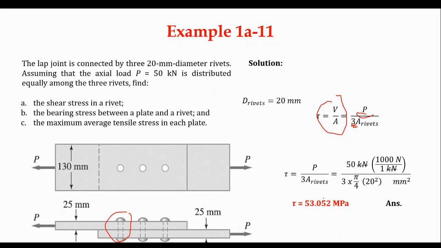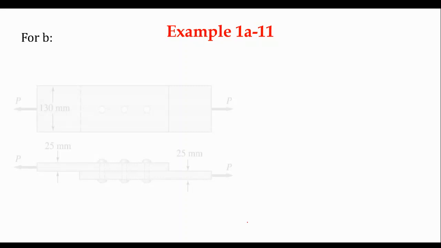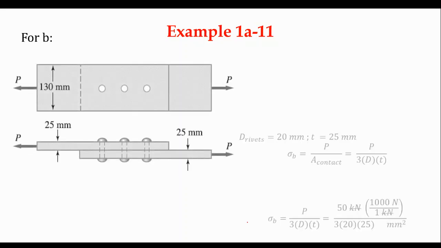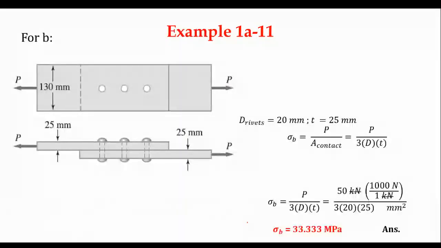Okay, so next. Next question is the bearing stress between a plate and a rivet. Okay, so ano yan? Alright, so yung bearing stress, di ba yung formula niya? P over area of contact. So, ang area of contact, of course, is the diameter times thickness.